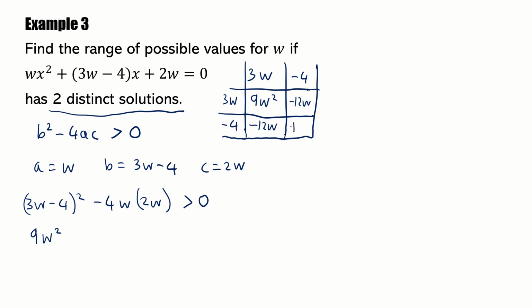So therefore we've got 9w squared, take away 24w, and then plus 16, and then we're taking away 8w squared. Cool, so we get w squared minus 24w plus 16 is greater than 0. Now, this is a quadratic inequality.